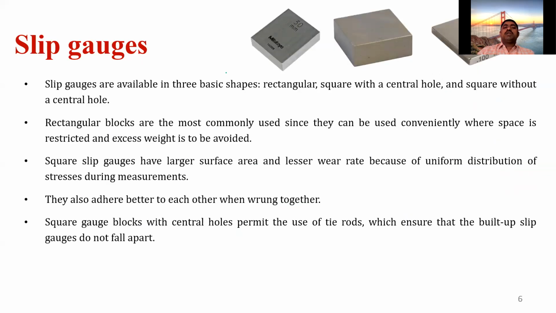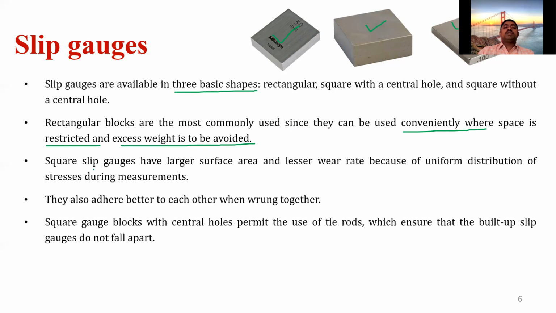These slip gauges are not only rectangular blocks like this. We have three basic shapes: rectangular blocks, square blocks without a central hole, and square blocks with a central hole. Rectangular blocks are most commonly used because they can be used conveniently where space is restricted, and where excess weight is to be avoided. In these two conditions we can use rectangular blocks.